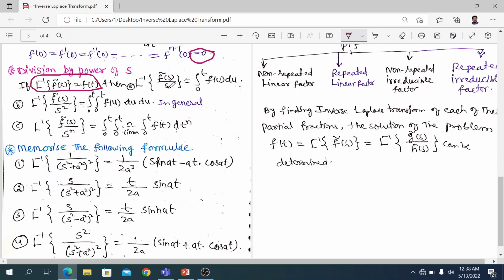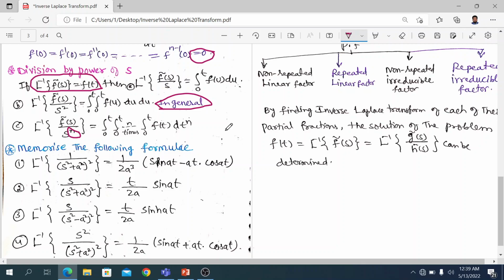See, s power of 1 here. If it is Laplace inverse of F of s by s square, then it is integration 0 to t, integration 0 to t f of u du. In general, Laplace inverse of F of s by s power of n is integration 0 to t repeated n times of f of t dt to the n.